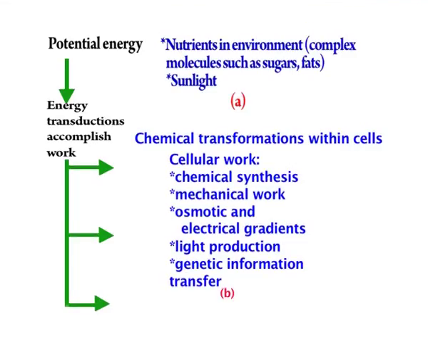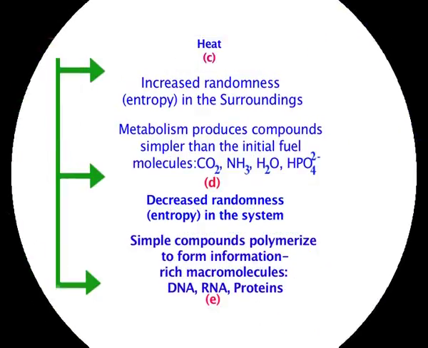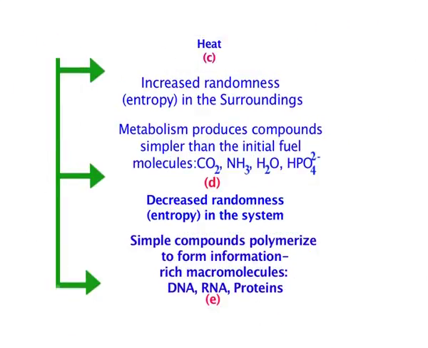This picture shows that the potential energy that a living system derives from the environment through food, nutrients or sunlight is transduced to accomplish work through the process of chemical transformation within the cell, and it gives out heat into the environment. There is increased randomness, which is called entropy, of the surroundings, and decreased randomness, or entropy, in the system. So, through these processes, energy from the environment is converted into chemical energy and heat energy under the theory of biophysics.